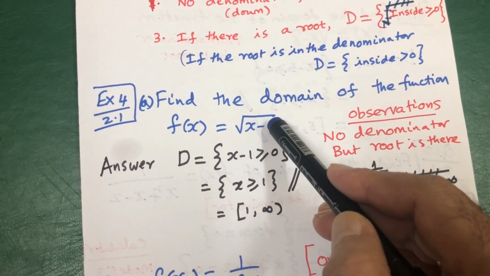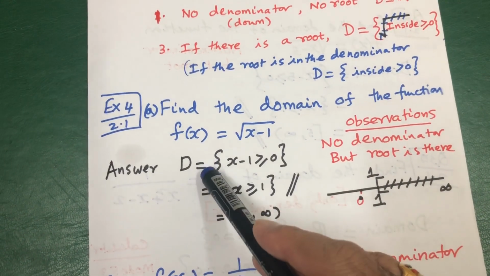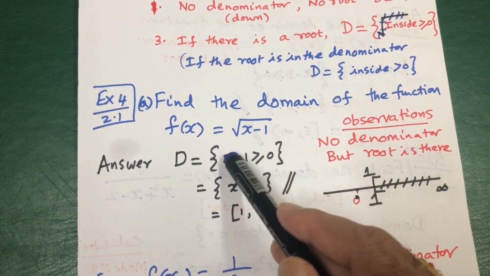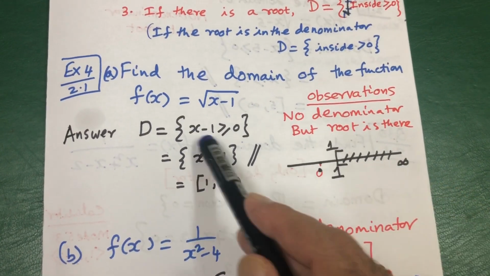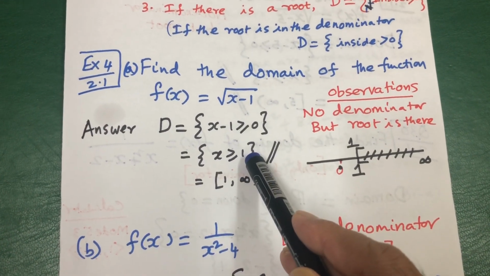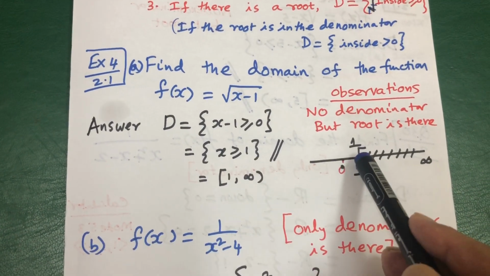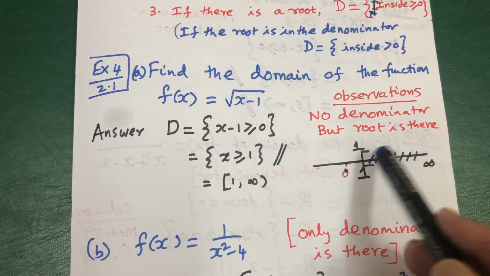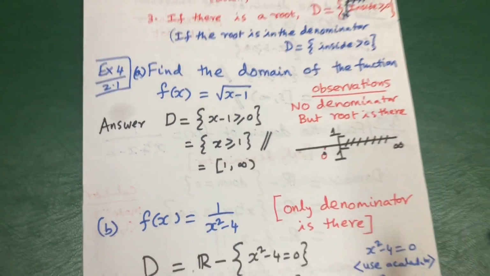Here f(x) is equal to root x minus 1. When there is a root, inside is greater than or equal to 0. So what is your answer? Domain is equal to the set of x, where root inside means x minus 1 is greater than or equal to 0. First you have to observe that there is no denominator but only a root. So x minus 1 greater than or equal to 0 means x is greater than or equal to 1. Greater than or equal to 1 means the right side: 1, 2, 3, 4, 5, 6, up to infinity. So this is the closed bracket, because 1 is also included. You have to write 1 comma infinity.